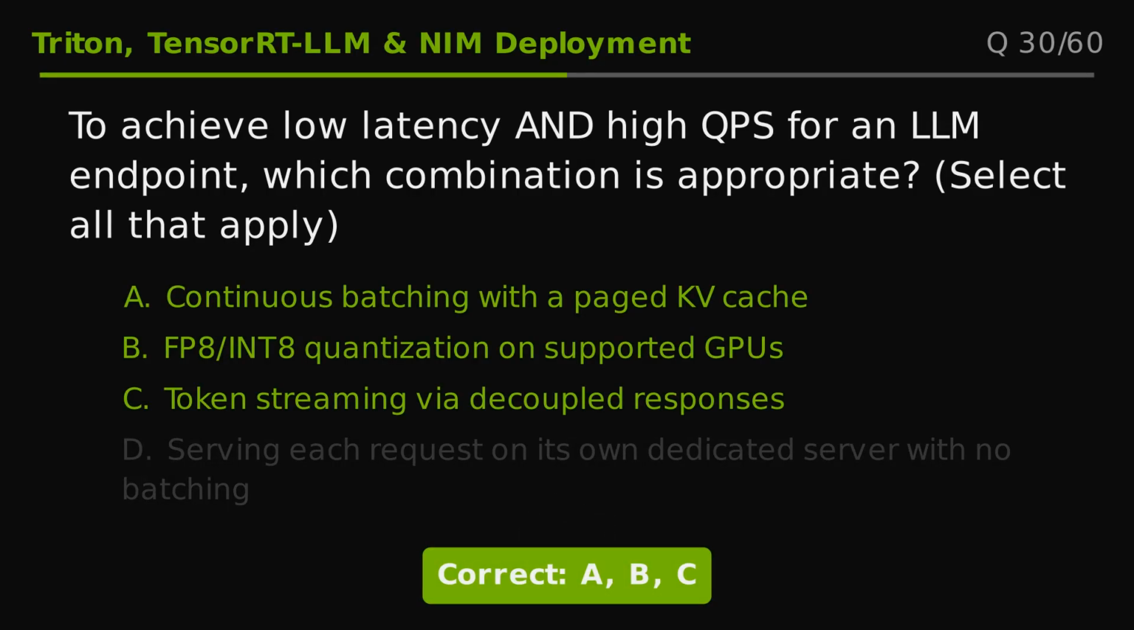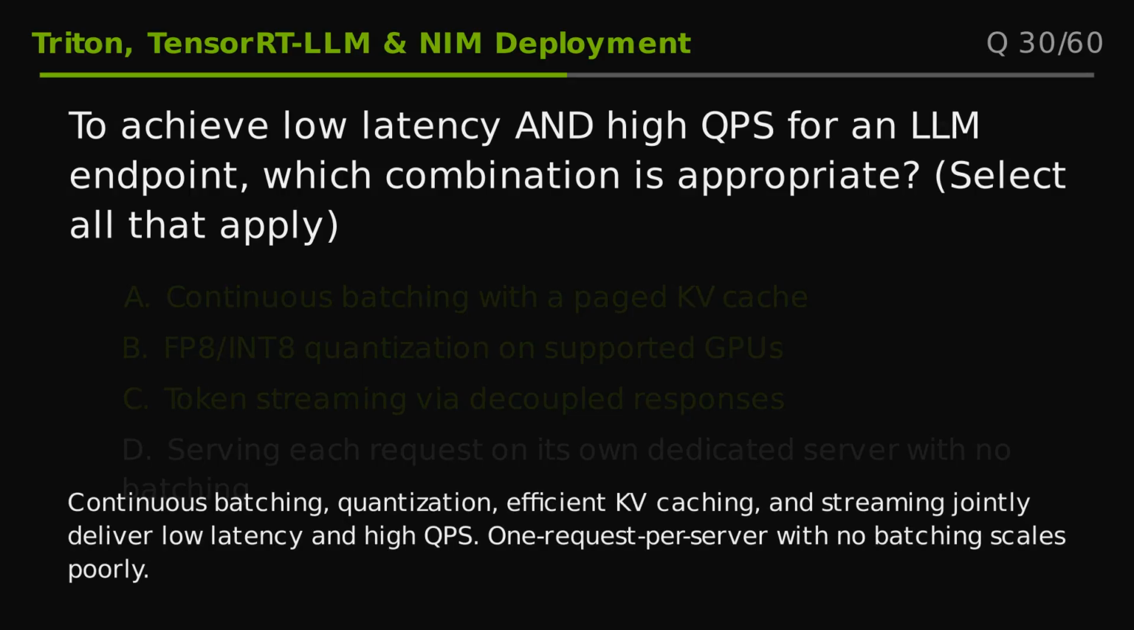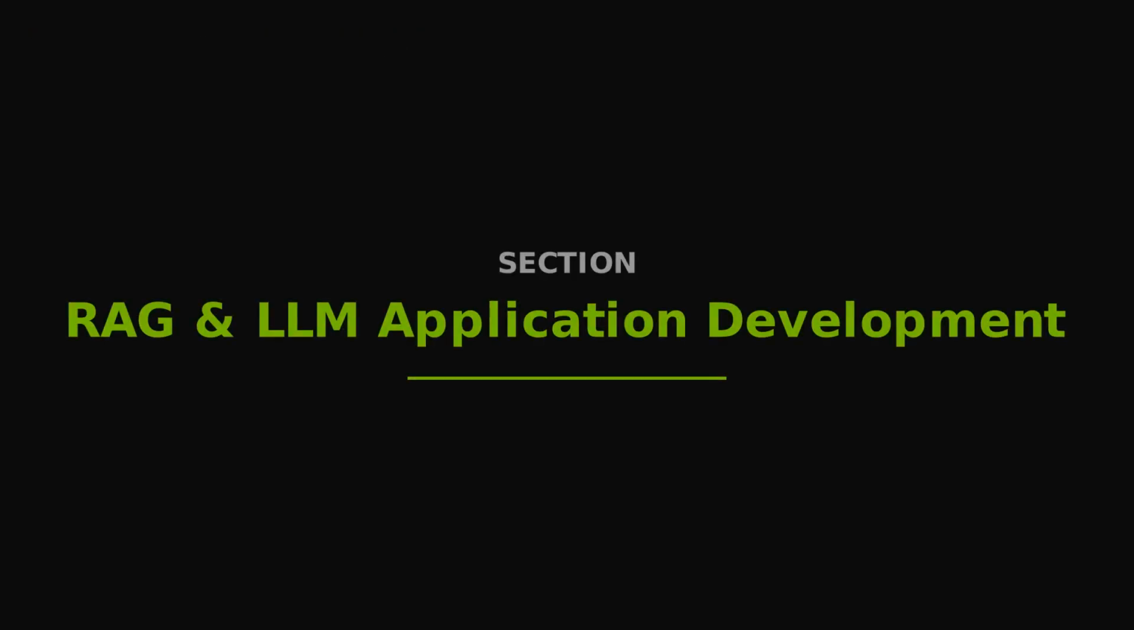The correct answers are A and B. Continuous batching, quantization, efficient KV caching, and streaming jointly deliver low latency and high throughput. One request per server with no batching scales poorly. Next section: AI application development.